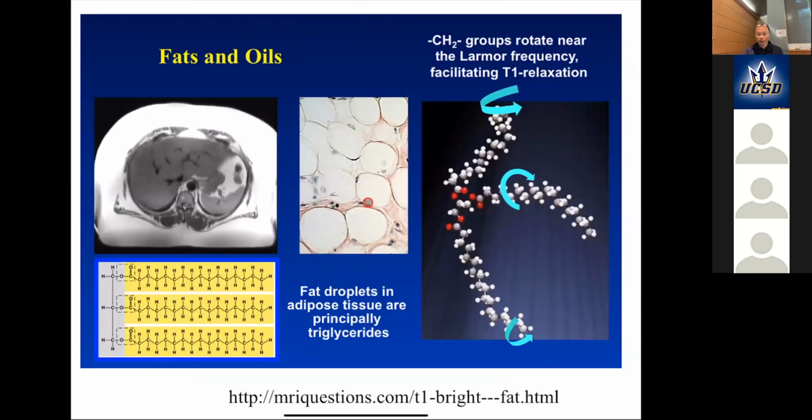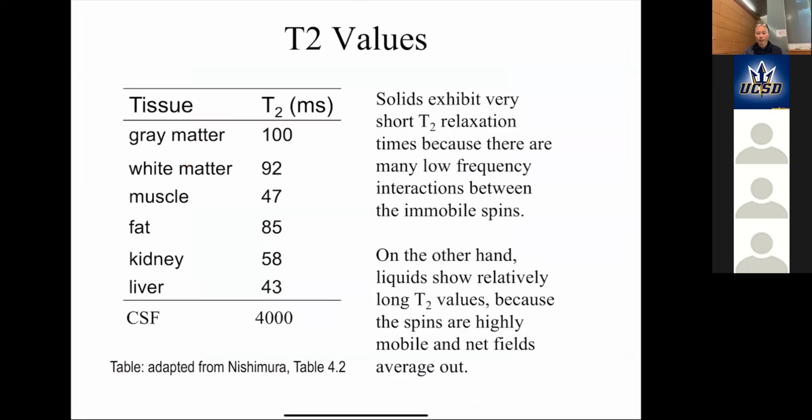So fats and oils tend to have, as we said, lower tumbling rates, and so they'll have longer T1s, and so you get very bright fat in some of your images. Okay, so that's T1 in a nutshell. Now we're going to switch to T2.